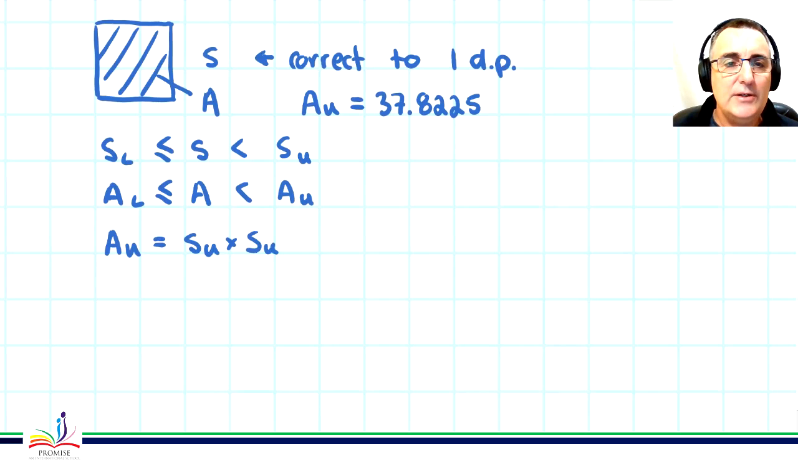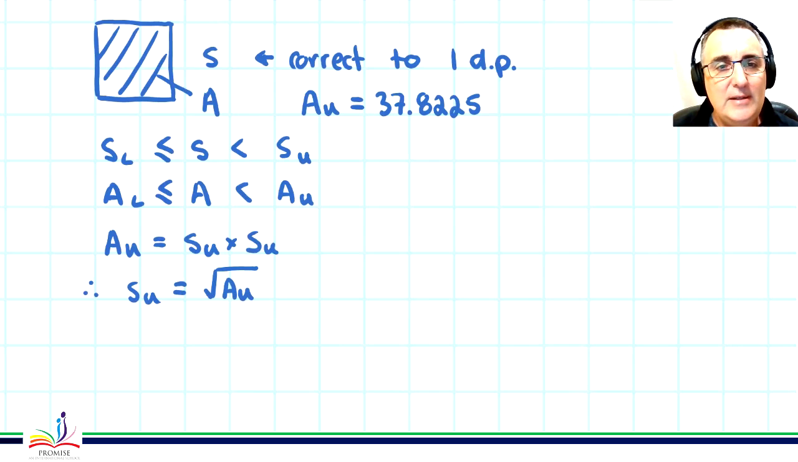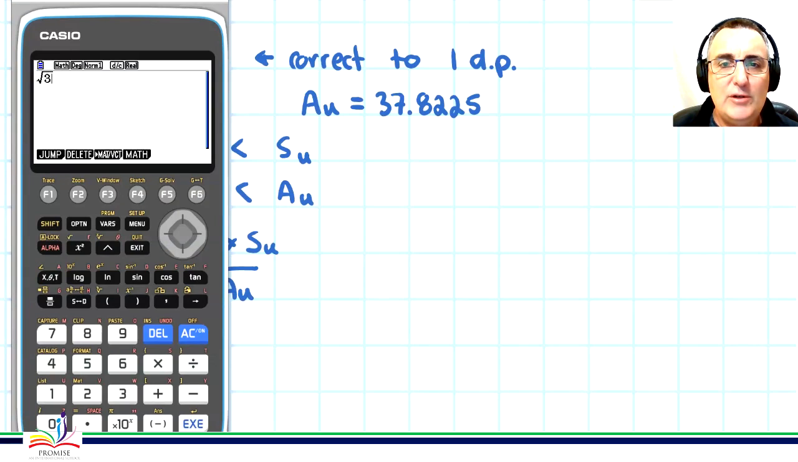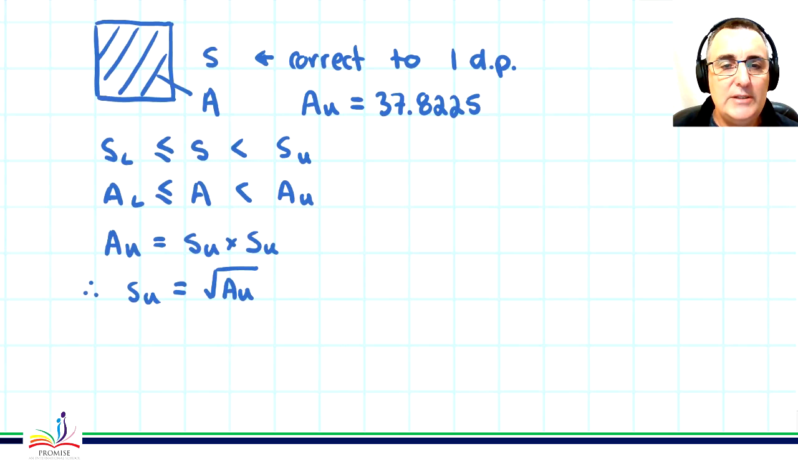we can rearrange that, so that the upper boundary for the side is the square root of the upper boundary for the area. Ooh. All right, in this case, we're now trying to find out what the upper boundary for the side is. We're doing the square root of the area, and how do I find the largest boundary? Well, I just need the largest boundary for the area, which they gave us, so we just do the square root of 37.8225, punch it into your calculator, and we'll get 6.15.